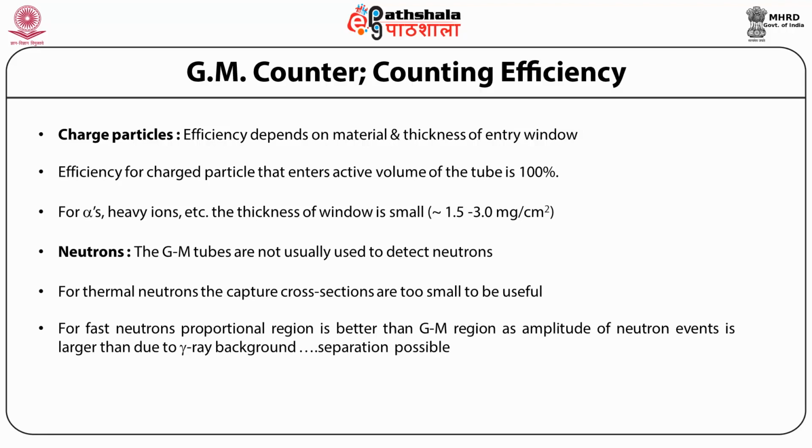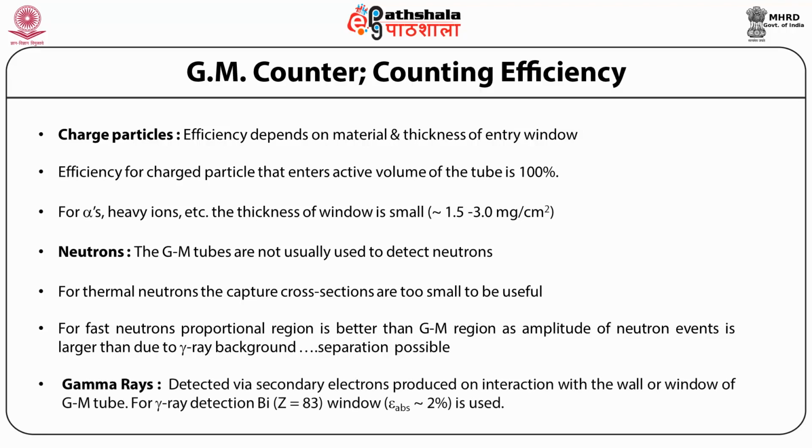Now the second kind of radiation is neutrons. We want to see how the GM tubes respond to neutrons. GM tubes are not basically used to detect neutrons. For thermal neutrons, the capture cross sections are too small to be useful. Low energy neutrons that enter the GM tube get captured through various processes, but capture cross sections for thermal neutrons are very low. For fast neutrons, the proportional region is better than the GM region, as the amplitude of a neutron event is larger than that due to gamma background. So separation is possible.